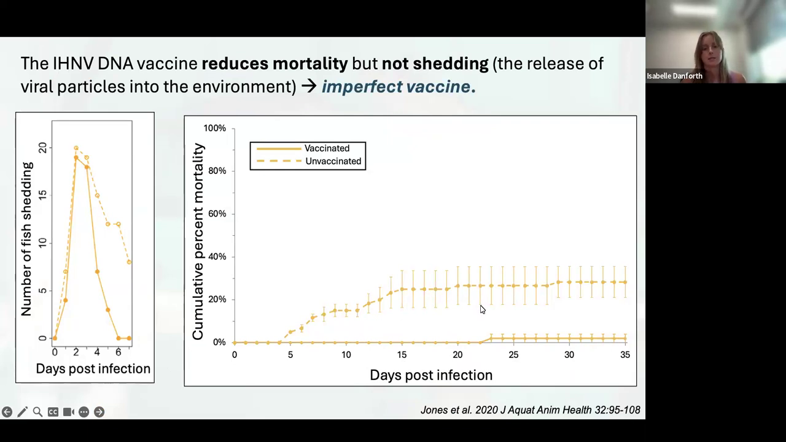But we also know that the vaccine does not prevent shedding, or the release of viral particles into the environment, which is what I'm showing you in the other figure, where you can see that the number of vaccinated fish shedding and the number of unvaccinated fish shedding is pretty similar up until 3 days post-infection. And these types of vaccines are often referred to in the disease ecology literature as imperfect vaccines or sometimes leaky vaccines.